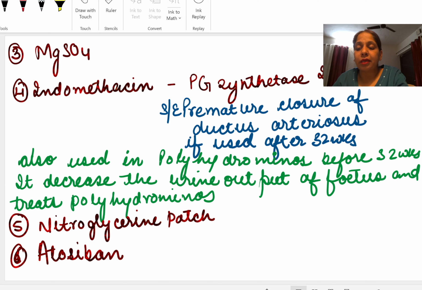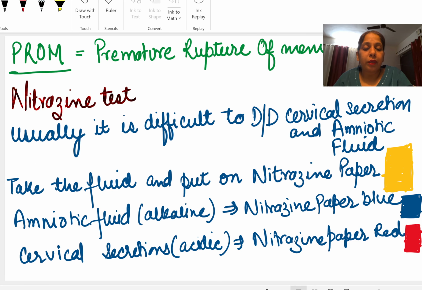Last but not least is PROM, premature rupture of membrane. To diagnose premature rupture of membrane, there is a test called the nitrazine test, which is basically a litmus paper like paper, nitrazine paper. You all know that amniotic fluid is alkaline in nature and cervical secretions are acidic in nature. When a patient has PROM, it is very difficult to diagnose whether the fluid which is coming out of the cervix is amniotic fluid or cervical secretions, because both are transparent in nature.